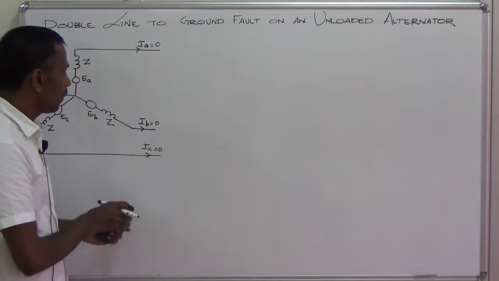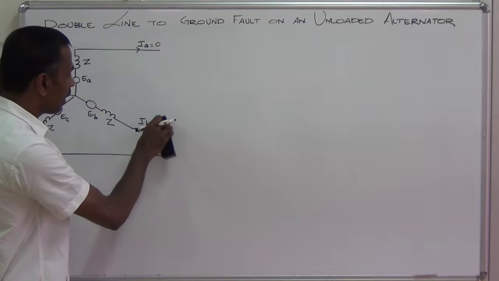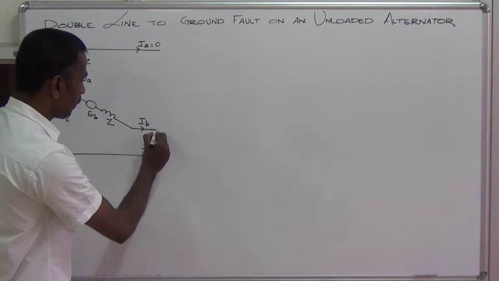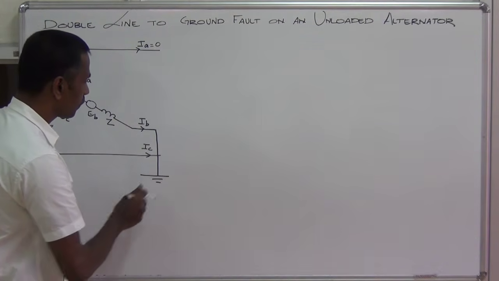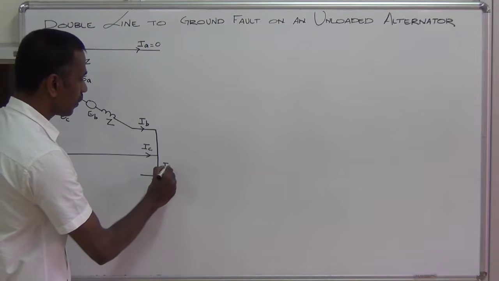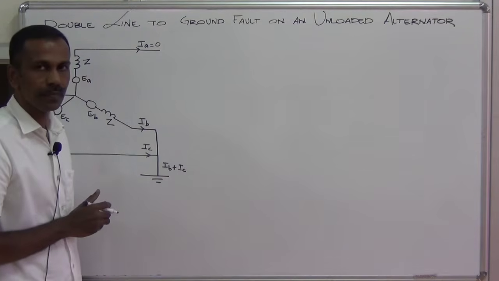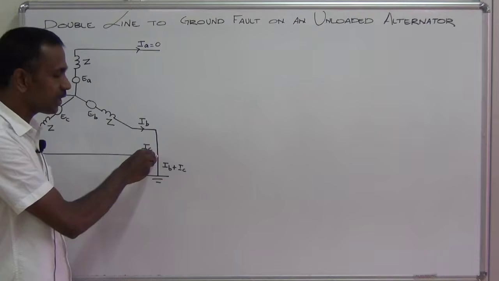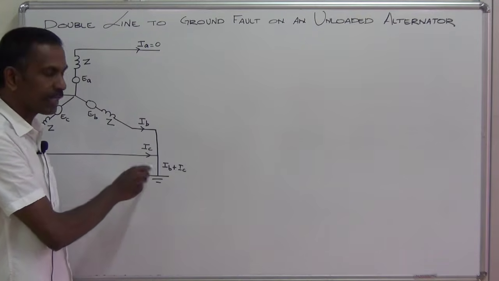Now we assume that there is a double line to ground fault on this alternator. So these two lines are shorted to ground. So this current is IB plus IC. The potential at this point is VB. The potential at this point is VC. This is equal to 0 as it is grounded.